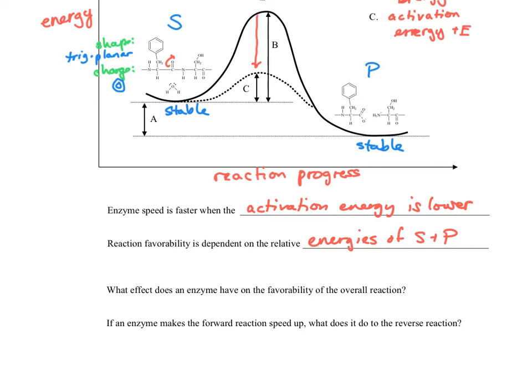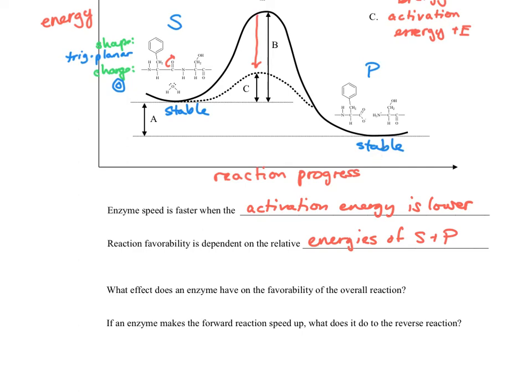Here's a couple of questions for you to consider to finish this video up. Pause for a second and see if you can come up with the answer for these two questions. What effect does enzyme have on the favorability of the overall reaction? And number two, if an enzyme makes a reaction speed up in the forward direction, what does it do in the reverse direction? Pause, and then we'll go over those.